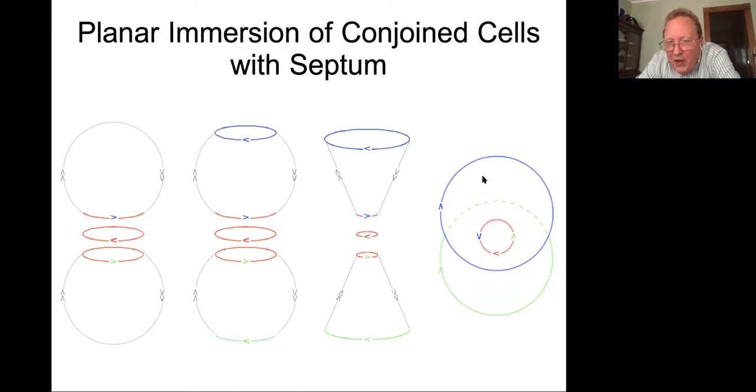Hopefully you can relate it to this picture, which looks more or less like two cells undergoing binary fission over here. You can see how I've achieved the same effect in two dimensions using immersions. And this immersion becomes the footprint of a roving pile.